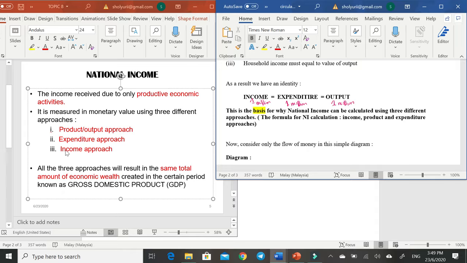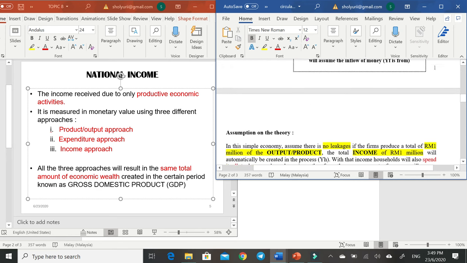Income, expenditure, output, product. 3 different approaches, and dia kata all 3 approaches will result in the same total amount of economic wealth. Sama kan? 1 juta, 1 juta, 1 juta. So inilah basis yang mengatakan kenapa walaupun kita guna method yang berlainan untuk kira national income, tapi hasilnya sama.